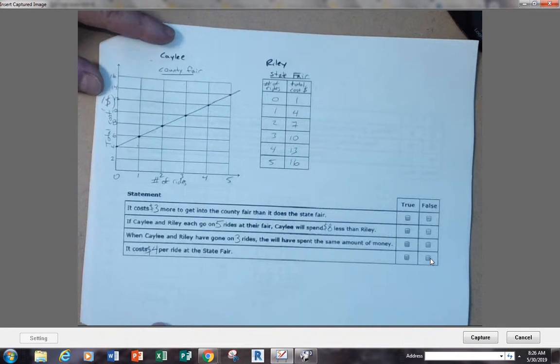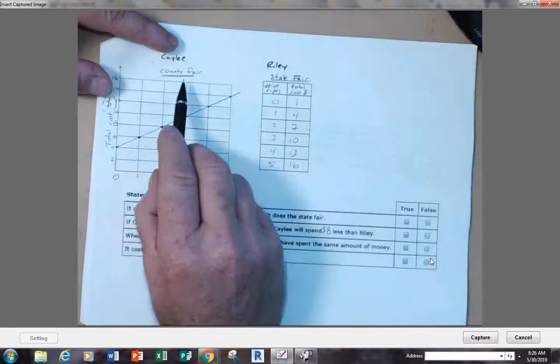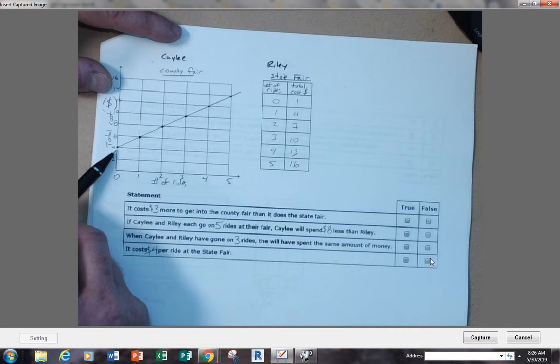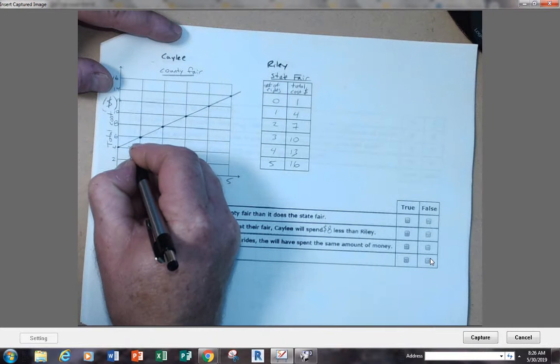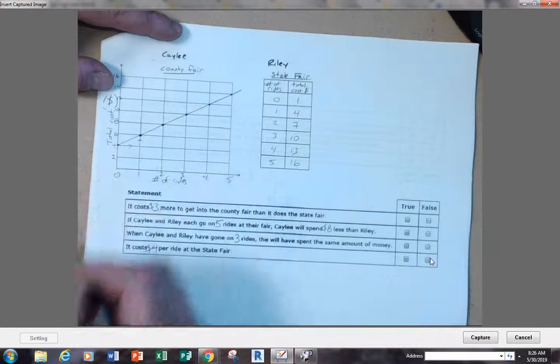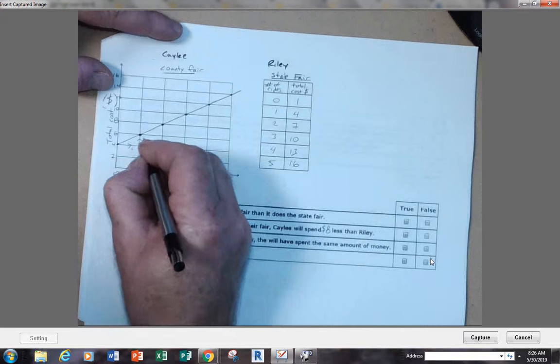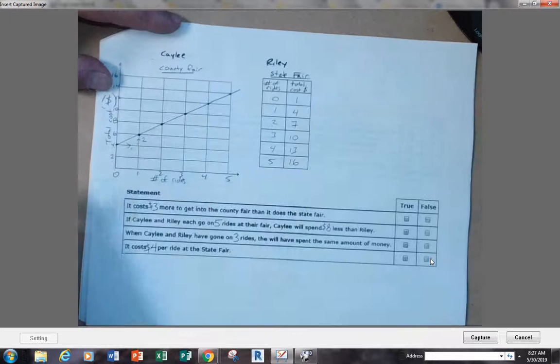So here we go. It's saying Kaylee is going to the county fair, Riley going to the state fair. Kaylee, her zero term is 4, so (0, 4). That's her y-intercept. That's the B number. Her slope, again, which is always rise over run. You could either go up and over. For this one, every time you're going over one ride, or over one, you're going up 2. So careful, look at your numbers. You're not going up by ones right here. Over 1 this way is 1, but for each box going up, it's going up by 2.